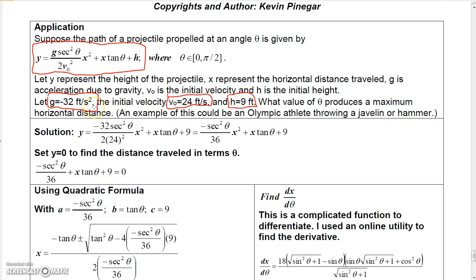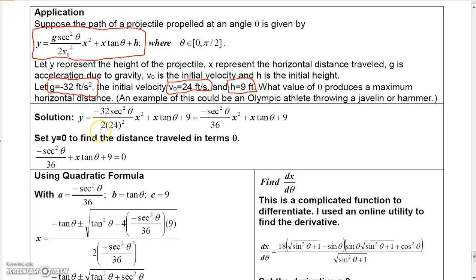Okay, so to solve this, the problem is I've got really too many variables here. But what I can do is, since y is the height, if I set y equal to 0, that will give me a function that involves theta and x. And so right here would be the function. Now actually I left out an x squared right here. So there should be an x squared right there.